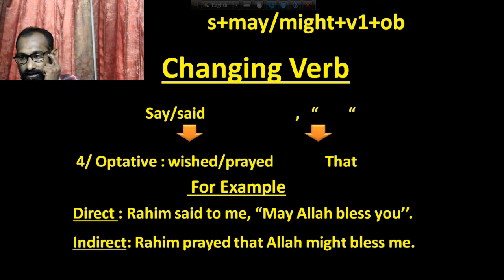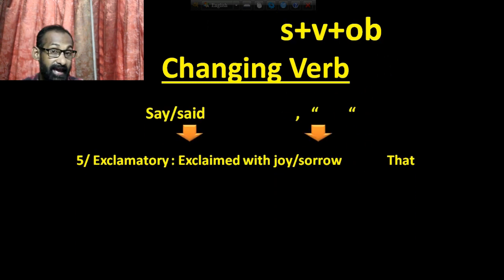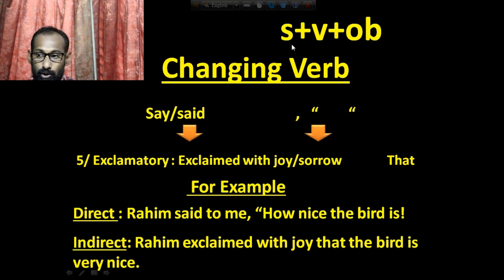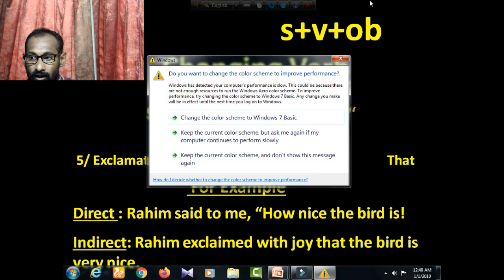Now the last one is the exclamatory sentence. For exclamatory sentence, you have to use exclaimed with joy for very happy news, and you can use exclaimed with sorrow for sad news, and that instead of inverted comma. The next structure will be subject plus verb plus object. It may be present tense, it may be past tense. Look at the example.